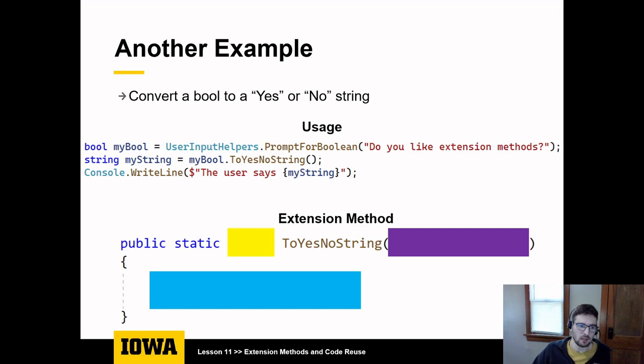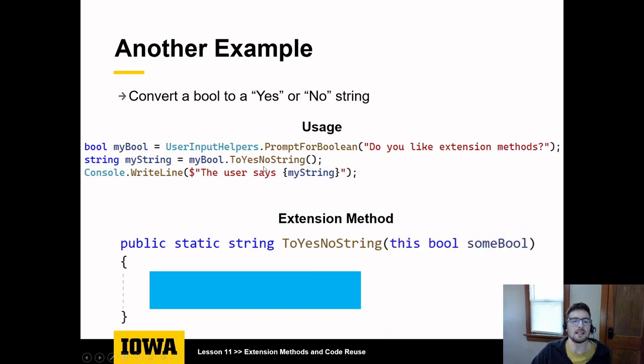Okay, so say we have a Boolean, and we want something that reads like this: myBool.ToYesNoString, which converts the Boolean to a string, and we print it back out. Here I have this blocked out for the in-person lecture, but I'll just go through it here. Because we want to convert a Boolean to a string, our return result is still a string. Okay, and what we're extending is a Boolean.